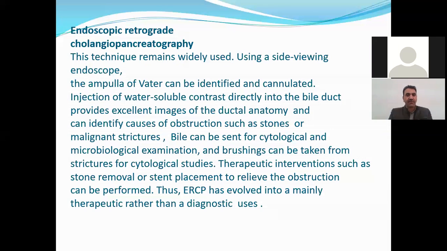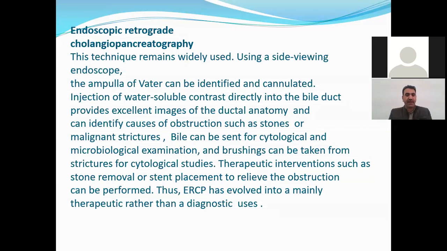Brushing cytology will be taken for cytology and for histopathology to diagnose if there are any tumor cells or other stricture or tumor. It has diagnostic elements to diagnose obstruction and tumor, and therapeutic elements such as removal of this tumor or stone or stent placement to relieve the obstruction can be performed.